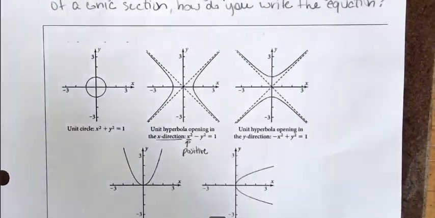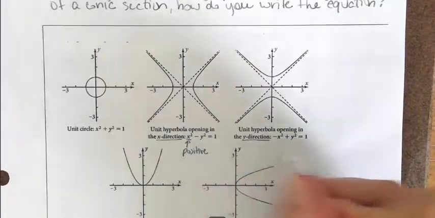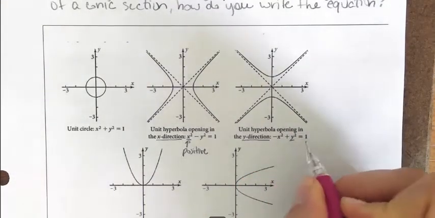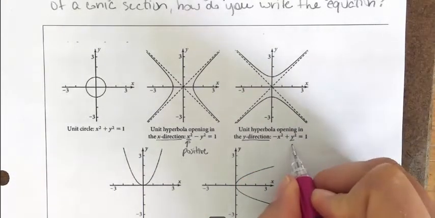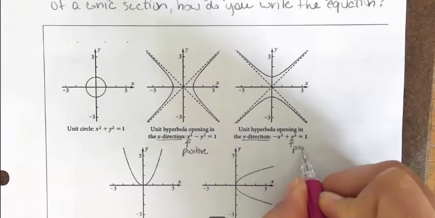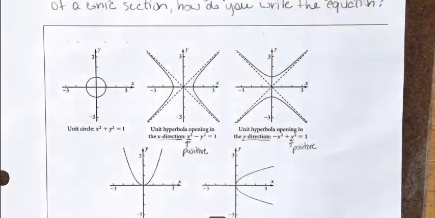And when it's opening in the y direction, what's positive? The y term, right? The y coefficient. So this one is going to be positive. So that's how you know which direction your hyperbola is opening.